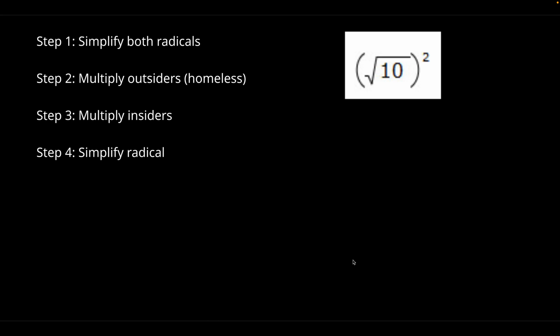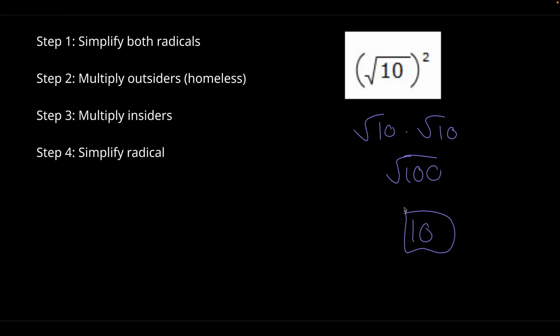All right, last type of problem. When you see the square root of 10 squared, this just means multiply by itself twice. Okay, and then you just follow your process. Square root of 100 is a perfect square, so this is just 10, final answer. Another way to think of this is when you're squaring a square root, these are inverse operations, so they just sort of cancel each other out.